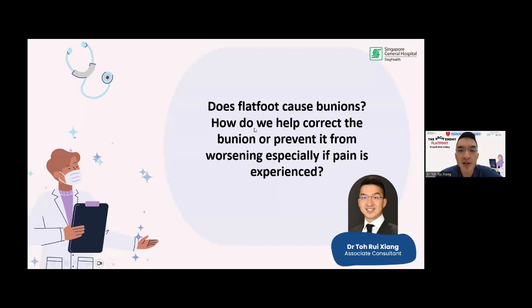And yeah, this is a very common question. So I think 4 or 5 people have asked it. Yes, so the flat foot does cause pronation of the foot. There's overpronation and a lot of pressure on the first big toe. And this makes the deformity of the big toe even worse.